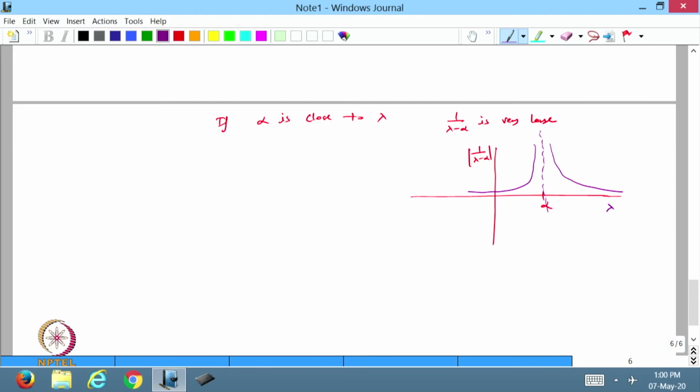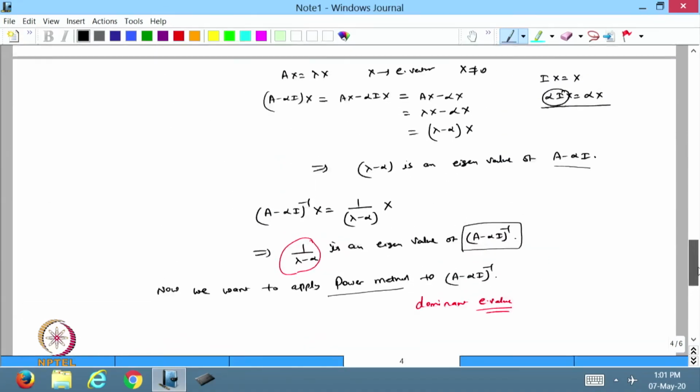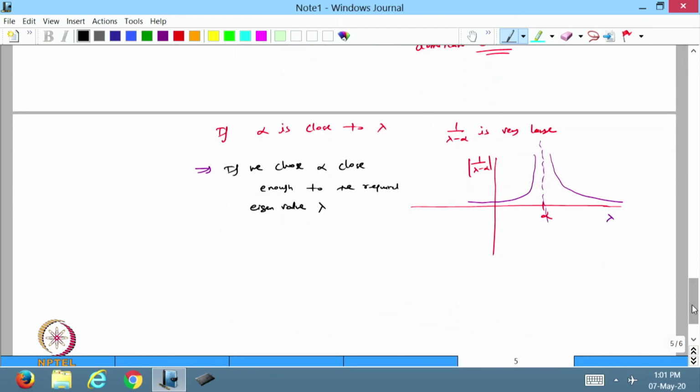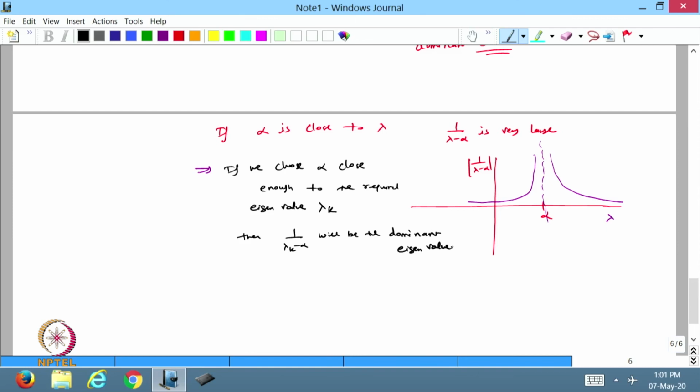Then using this, it implies that if we choose alpha close enough to the required eigenvalue, suppose in this case it is lambda k that I have chosen, then 1 over lambda k minus alpha will be the dominant eigenvalue. So, that will be the dominant eigenvalue.